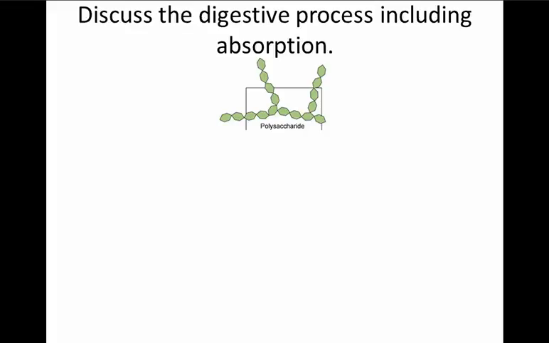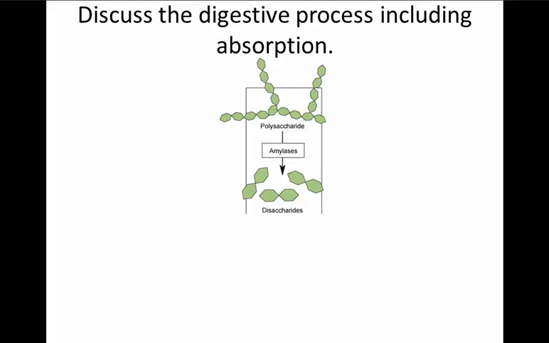Let's now discuss the digestive process, including absorption, of the three major nutrients that we're ultimately getting from our food through the digestive process. Let's start with polysaccharides, ultimately sugars. When we're first taking food into our mouth, many of the sugars that we take in are in the form of polysaccharide. Ultimately, we want to break these polysaccharides down into smaller and smaller particles so we can then absorb them into our body.